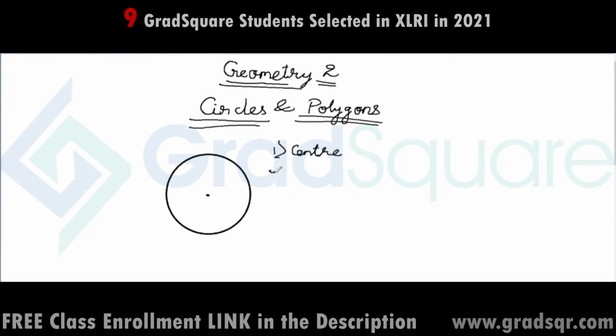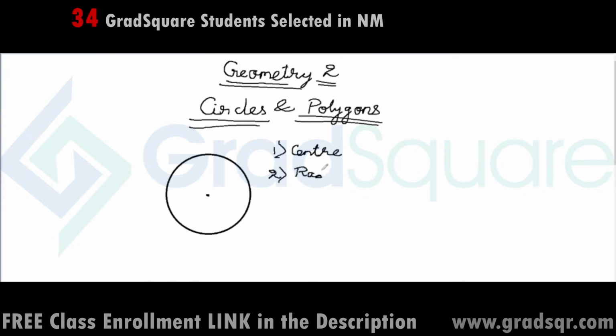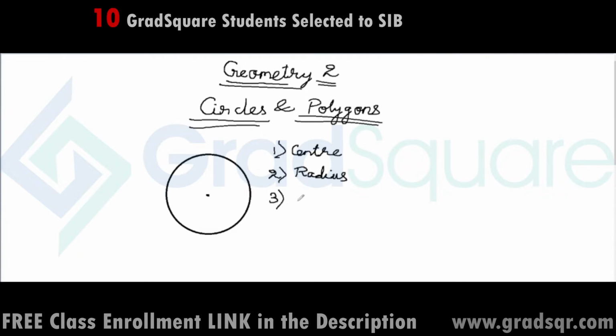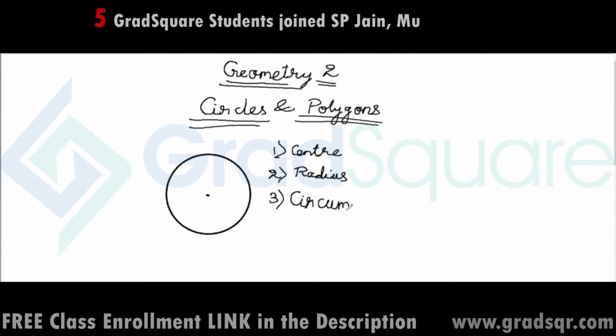So the fixed point, as we all know, is the center of the circle. The fixed distance that the moving point maintains from the center is called radius. And the total displacement of the moving point, the total distance that the moving point covers throughout, is called the circumference of the circle. So the definition of these three we get from the basic definition of a circle itself.